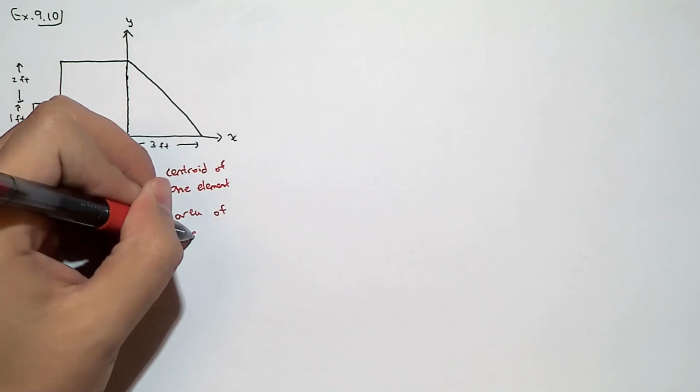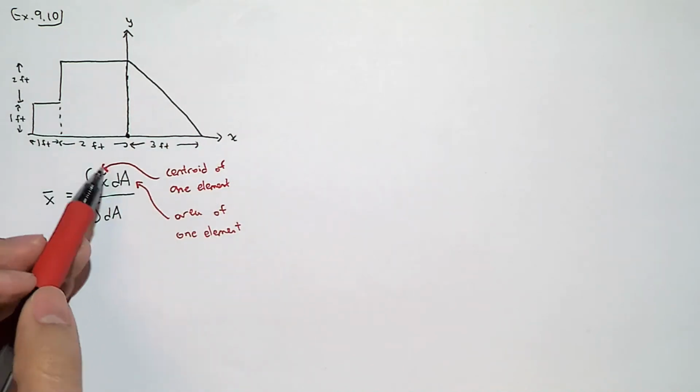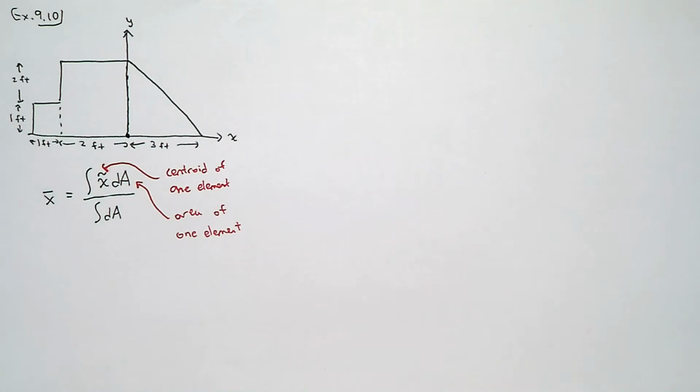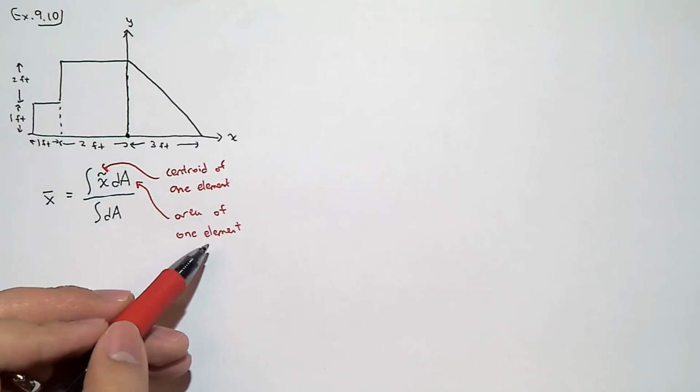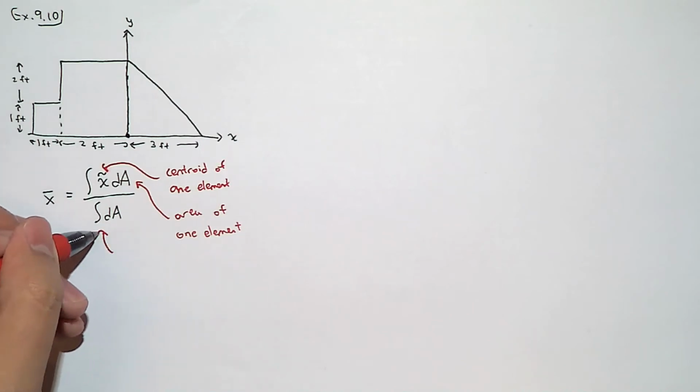Let me show you one element. Now when we integrate, we're essentially adding up these infinite number of elements. And then we divide it by the integral of dA. So we already defined dA as the area of one element. What happens if you integrate over dA? What does that give you?